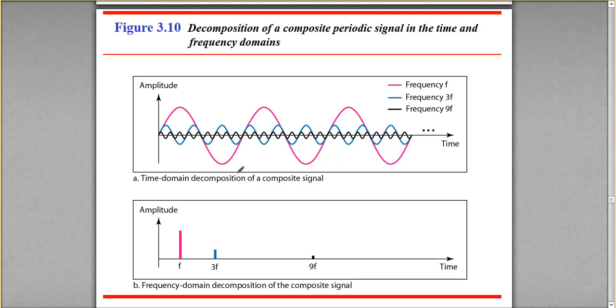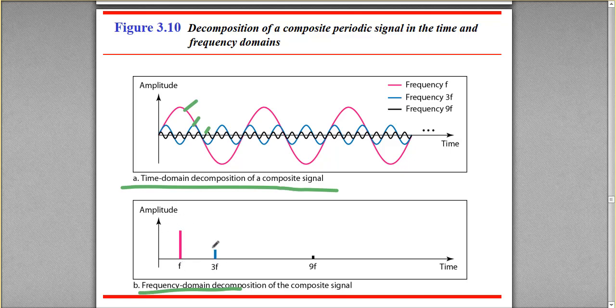Figure 3.10a gives us the time domain representation of the three component waves, or the three component signals, while figure 3.10b gives us the frequency domain representation of the same components. The frequency of the first component sine wave here is the same as the frequency of the original composite signal, and hence it's called the fundamental frequency, or the first harmonic.